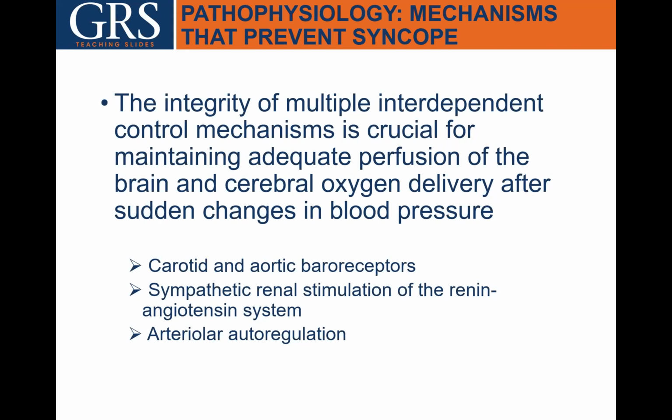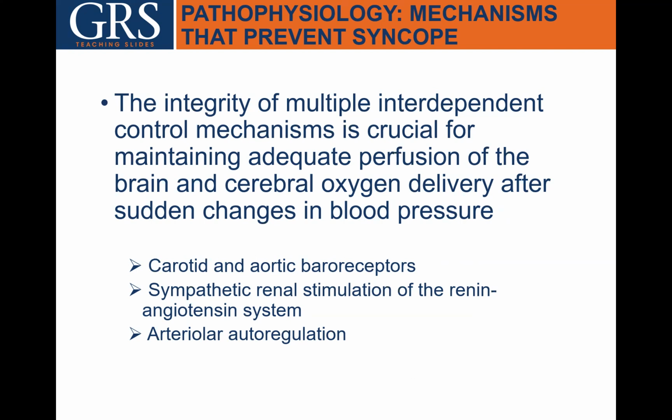Regarding the pathophysiology and the prevention of syncope, it's the integrity of multiple interdependent control mechanisms that is crucial for maintaining adequate perfusion of the brain and cerebral oxygen delivery after sudden changes in blood pressure. We all know that blood pressure is controlled by carotid and aortic baroreceptors, which can further modulate the autonomic system and further modulate the arterial autoregulation.